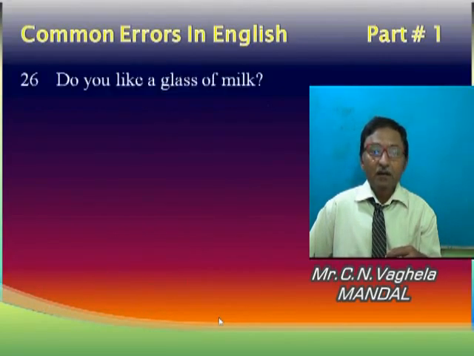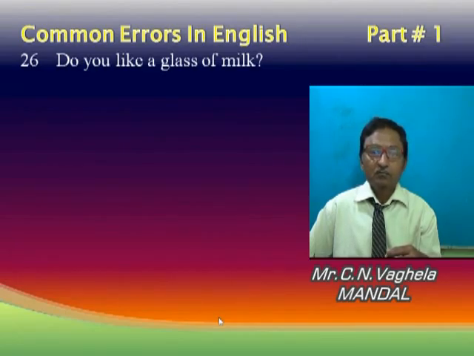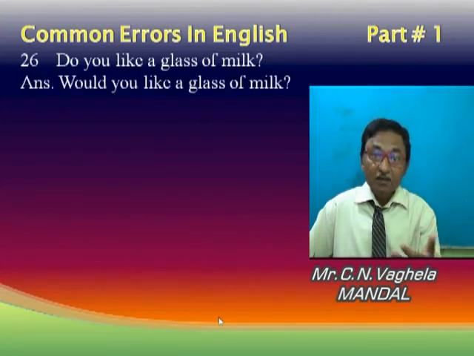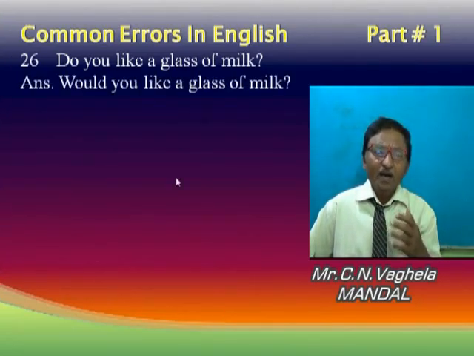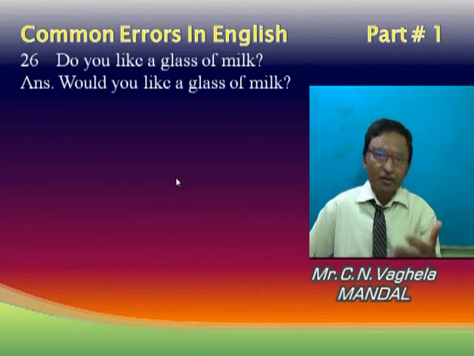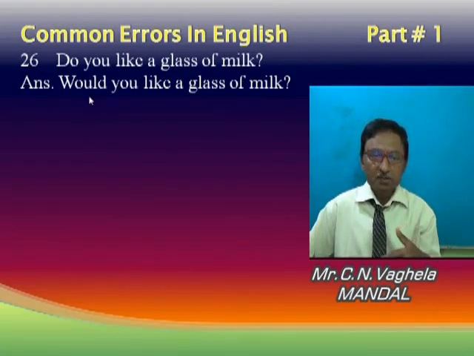Do you like a glass of milk? We cannot say this sentence. It will be like this. Would you like a glass of milk? When you are asking someone's choice, at that time you have to use would. Would is used to know somebody's choice. Would you like a glass of milk? That is correct.